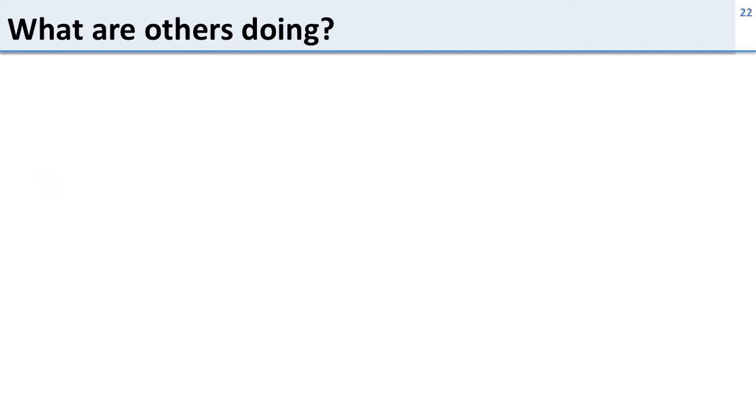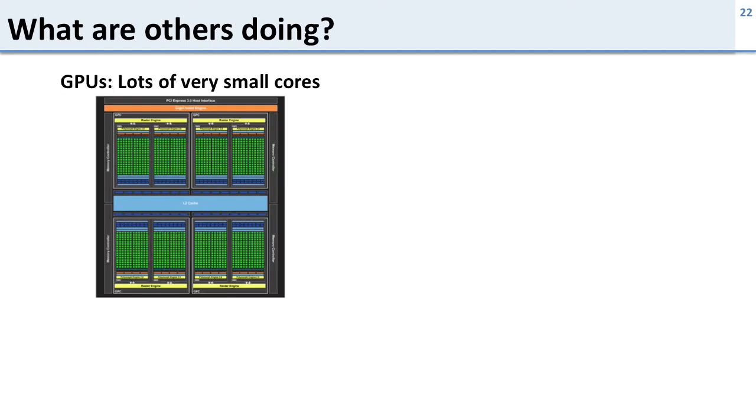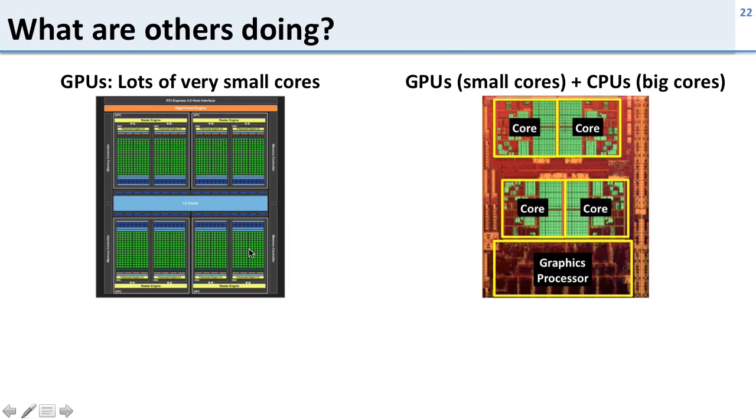Now we talked about what ARM is doing with Big Little, but they're not the only players out there. What are other people doing? So if we look at graphics processors, or GPUs, you can see they're made up of lots and lots of very small cores. So they can be very power efficient if you use all of these cores because they're small, reasonably power efficient cores. Another thing is heterogeneous computing.